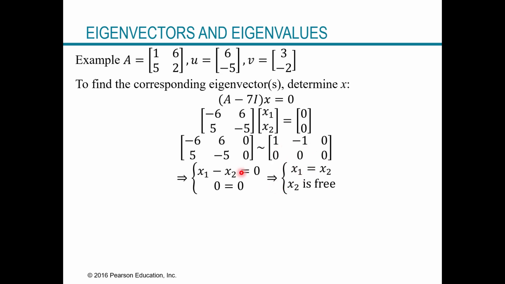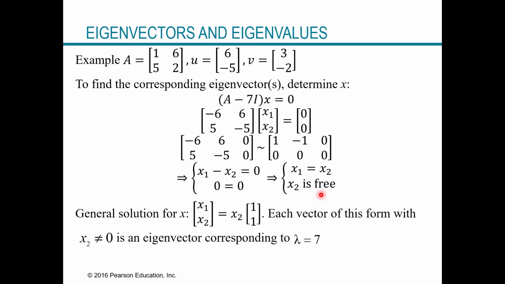So from our first row, we know that we can rewrite it as x1 equals x2. And then from the second row, we can say that x2 is our free variable. And so in general, our solution for x is of the form x2 times the vector 1, 1. So any vector with this form, as long as x2 is not 0, would be considered an eigenvector, specifically corresponding to that eigenvalue that we started with of 7. All right, so quick note, row reduction can be used to find eigenvectors, but not eigenvalues.